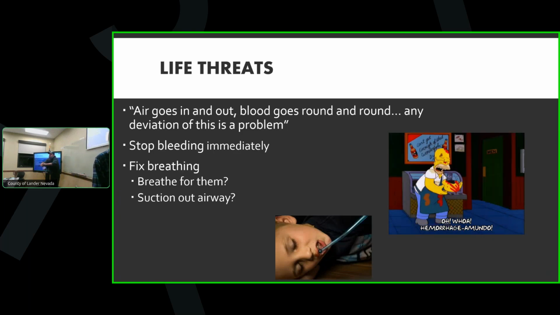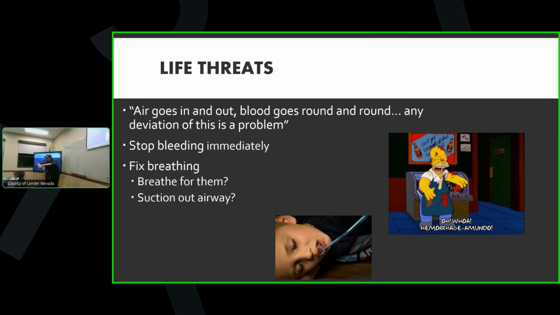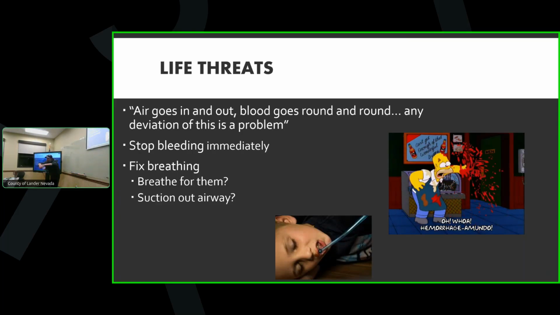All right, so life threats. Air goes in and out, blood goes round and round. Any deviation is a problem. So any kind of bleeding needs to be stopped immediately. This goes before you even assess their airway or anything. If you see blood spurting or any amount of blood around the patient, assess that first. You want to fix it. You want to stop it. Whether that's wound packing, tourniquet, or pressure, that needs to be stopped. So stop bleeding immediately, and then you fix their breathing.